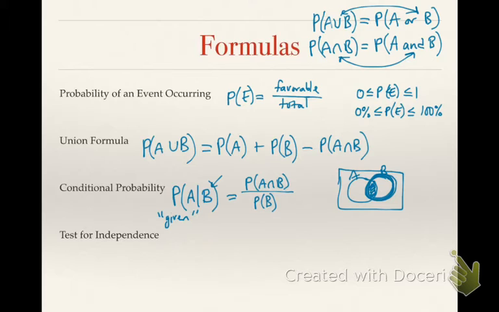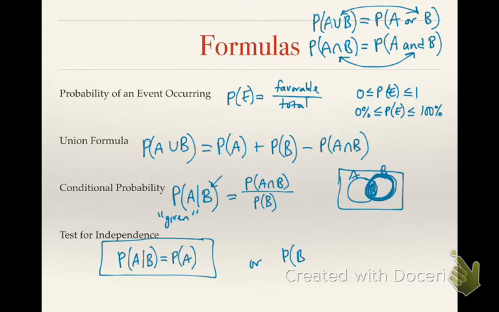Lastly, the test for independence. The probability of one does not affect the probability of another, which means that the probability of A given B will be the probability of A. It means if you're given another event, the probability of getting A is going to be the same. So the probability of A given B is the same as the probability of A. You could also think about it the other way around. So the probability of B given A, well, that's going to be the probability of B. Okay, that's the test of independence.